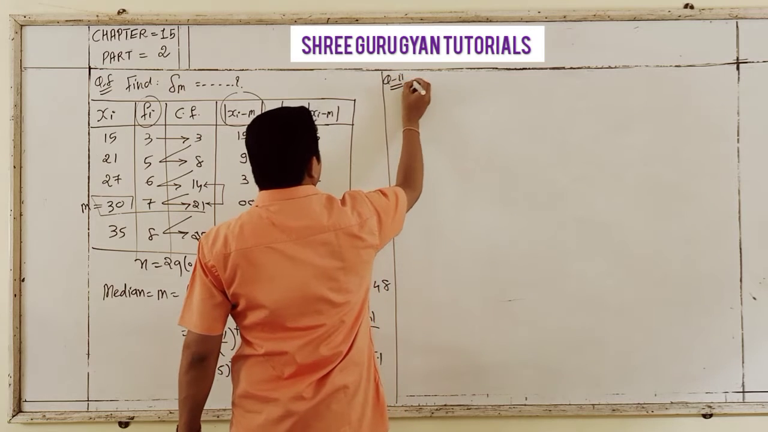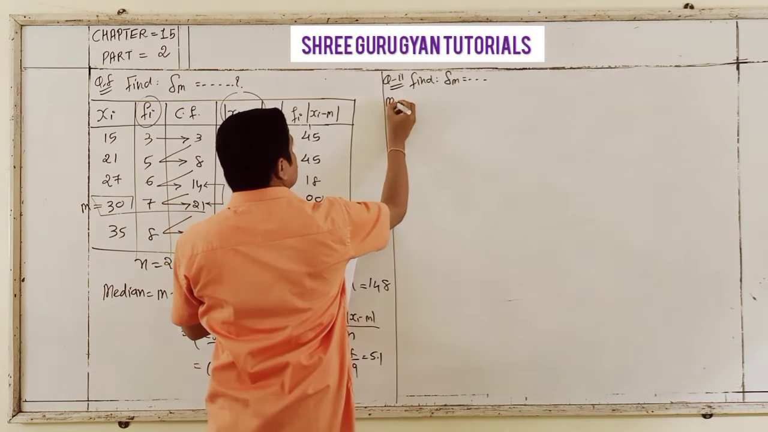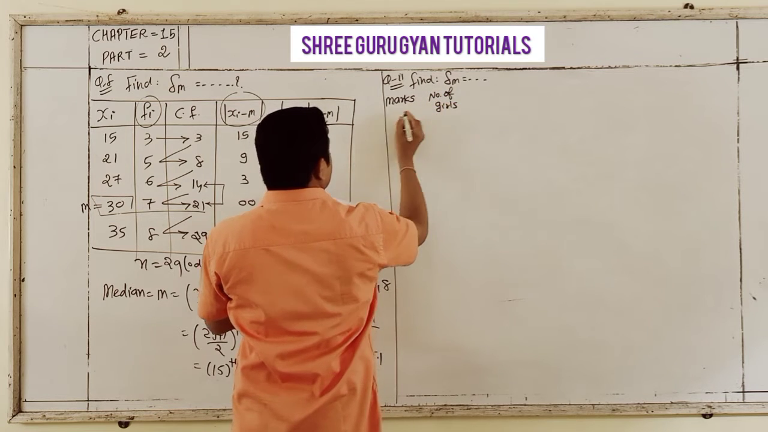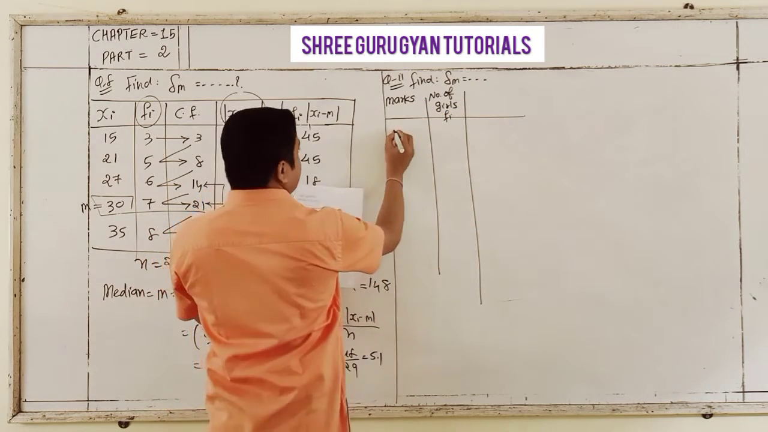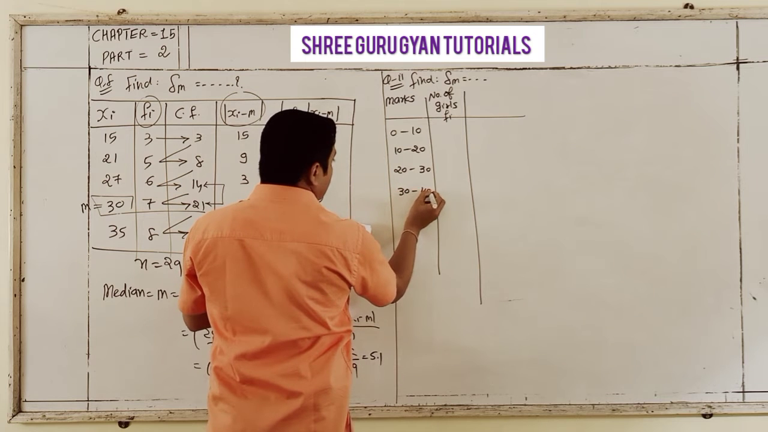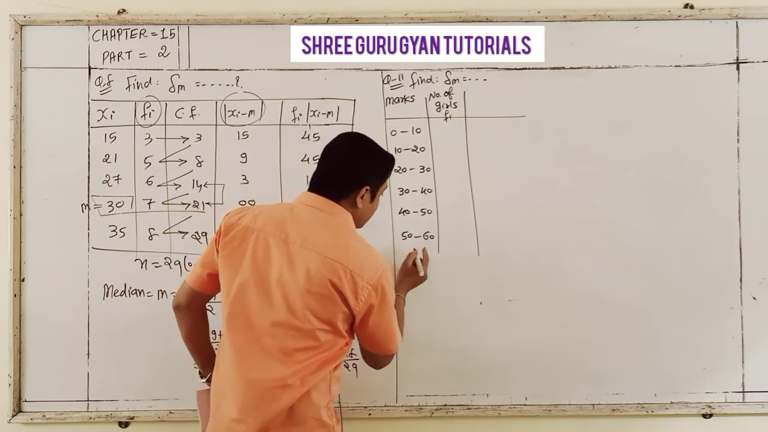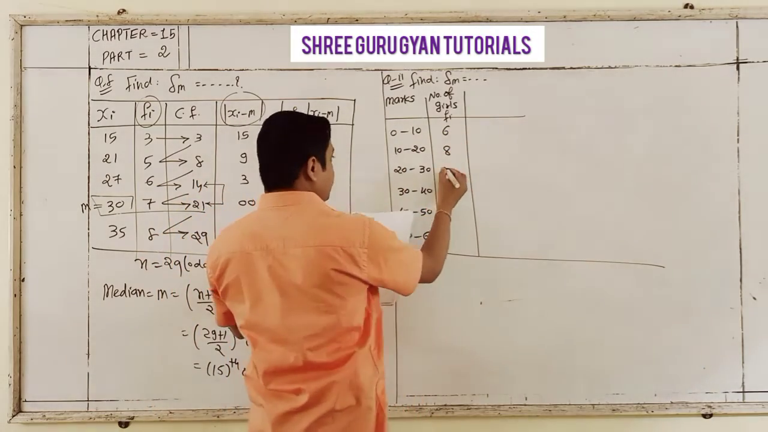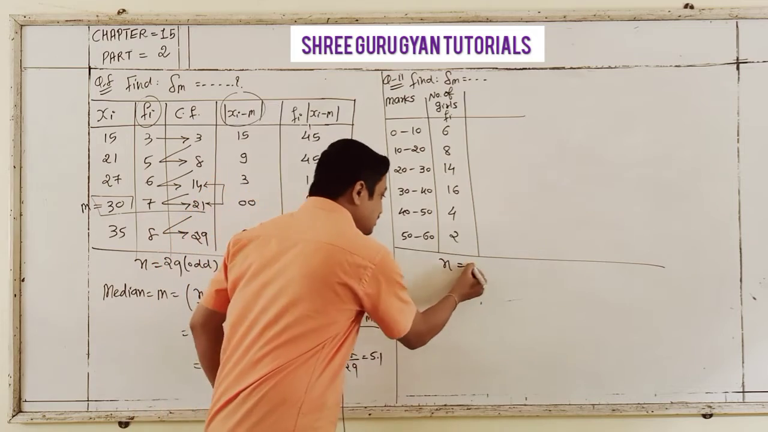Question number 11: find the same delta m, given the marks with the number of girls, and I indicate fi with the marks 0 to 10, 10 to 20, 20 to 30, 30 to 40, 40 to 50, 50 to 60, and the given values are 6, 8, 14, 16, 4 and 2, and you just add them, the total, students, is 50.